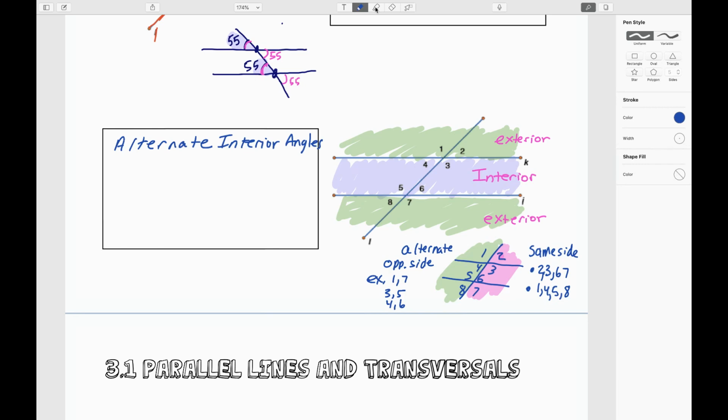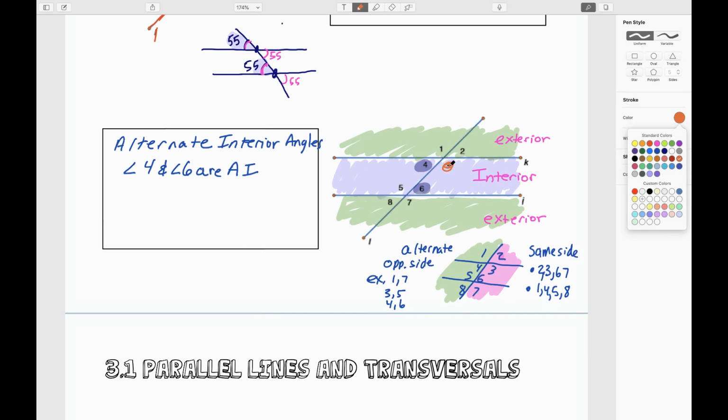So using that information, I'm going to go to that interior and find some alternates. Here's one set of alternates. 4 and 6. 4 is on the left, 6 is on the right, and they're both in the interior. So we would say angle 4 and angle 6 are alternate interior angles. And so I will just say AI, alternate interior. Also, then we have angle 3. Oops, that is not what I meant to do.